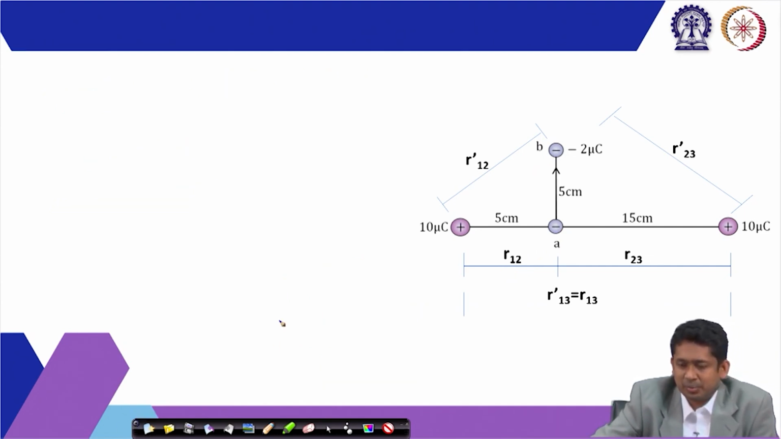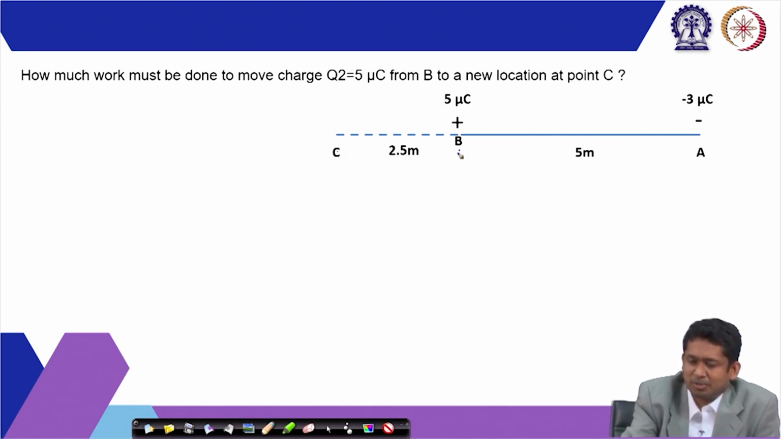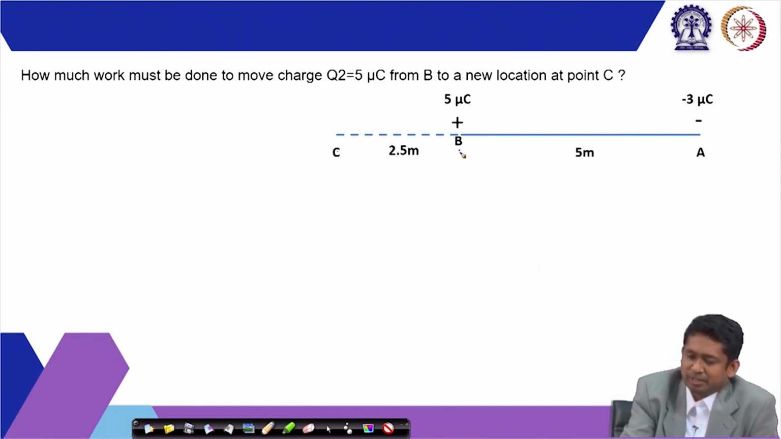Now, let us go to another problem. How much work must be done to move a charge q2 equal to 5 microcoulomb from B to a new location at point C? So, the charge is supposed to be moved from this point to this point. Again we can follow the same approach: find the potential energy here and here, and take the difference, and that would tell us how much work is to be done.